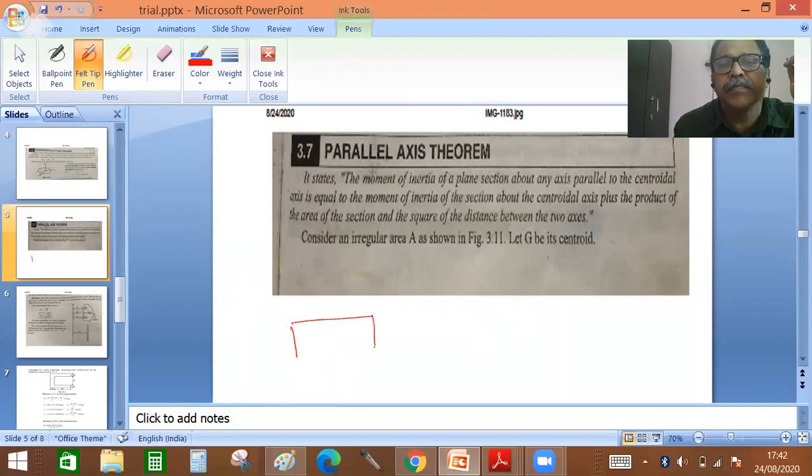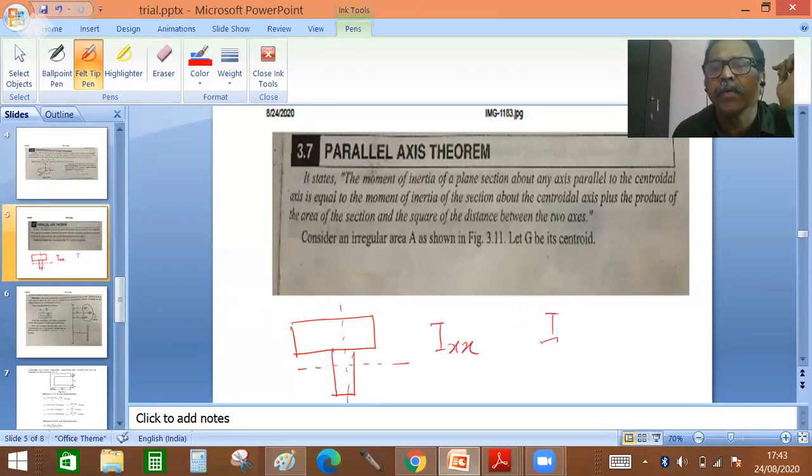Basically, this is the T section. For this T section, there is no standard formula for Ix and Iyy. Now you have to calculate the moment of inertia of this T section about the x axis and about the y axis. That means you have to calculate Ix and Iyy, and there is no standard formula.